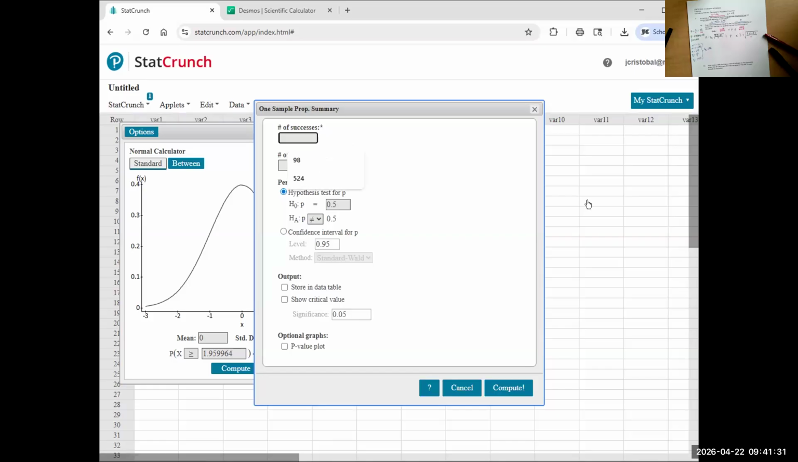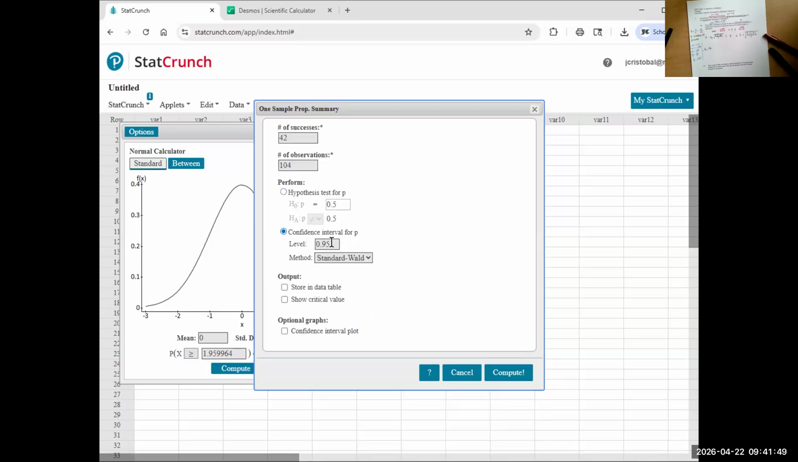And so now here are number of successes, that's X. In this case, we have 42 successes, observations 104, right? That's how many California residents. We'll talk about doing a hypothesis test in the future. Right now, we're doing a confidence interval, so I highlight that dot. Confidence level, 95%, 0.95, notice again is a decimal. Just leave the standard method here to kind of mimic what we saw with our normal distribution. We'll say show the critical value. I'm not going to worry about the graph. I'm not going to store the data in a table. Showing the critical value, standard, confidence level 0.95, X the number of successes, and the number of observations, computing.